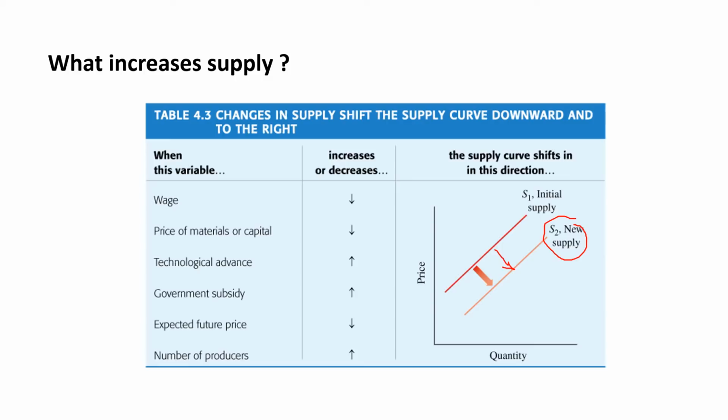The expected future prices. Now, if I'm expecting future prices to decrease, what will happen right now? That means I will start to sell more now because in the future the prices will go down. So when the expected future prices decrease, the supply will increase now, and later on the opposite will happen. Number of producers: if the number of producers increases, the product will be more available in the market, there will be more supply, and everyone will supply the products that are available in the markets.